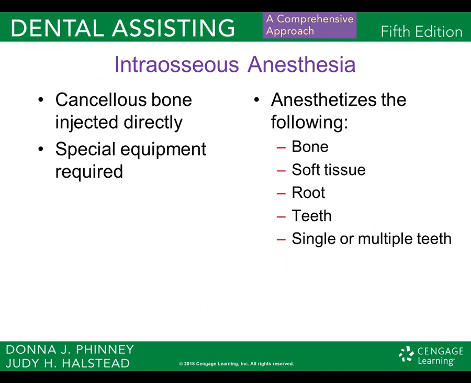So there are also different types of anesthesia that we can place in the bone. This is directly into cancellous bone. This way the lips and the tongue don't become numb. So we do have to have special equipment in order to do this. This will anesthetize bone, soft tissue, the root of the tooth, the teeth. You can do this for one or multiple teeth. I'll show you. We're going to go over a little bit deeper as well. But we don't do this very often in general dentistry.